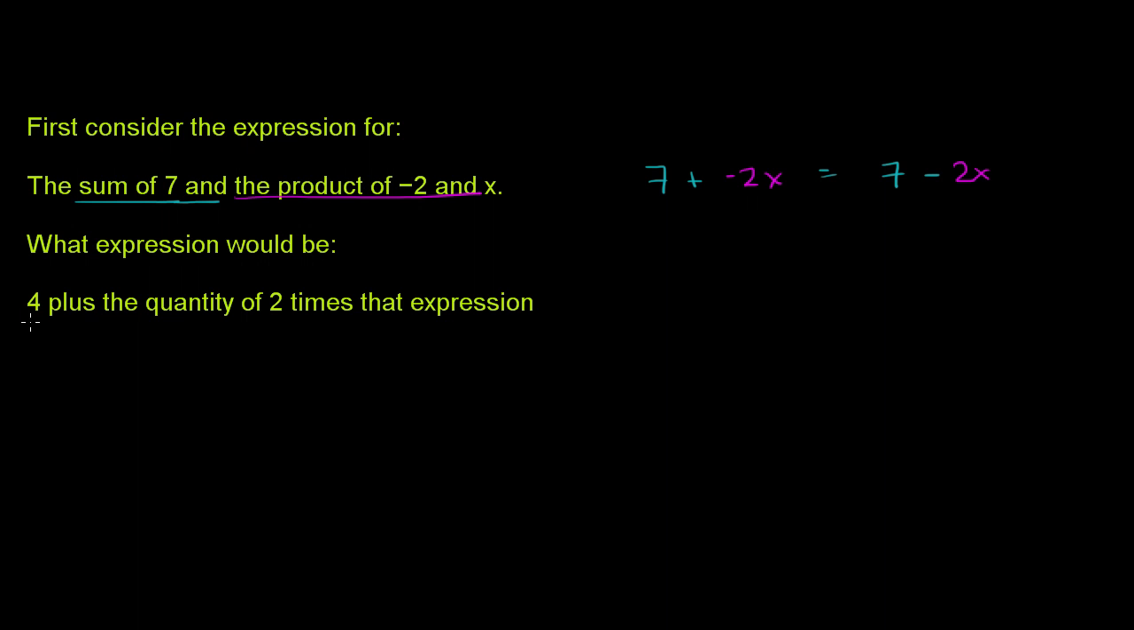What expression would be 4 plus? So now we're saying 4 plus the quantity of 2 times that expression. So it's going to be 4 plus some quantity. 4 plus the quantity, I'll put that in parentheses, the quantity of 2 times that expression. That expression is this thing right over here. So the 4 plus the quantity of 2 times that expression, 2 times 7 minus 2x. And we are done.